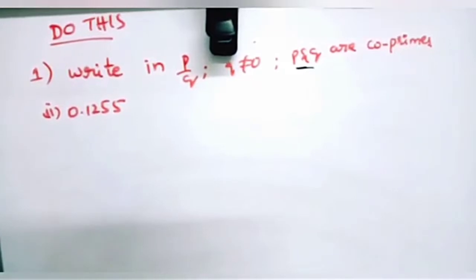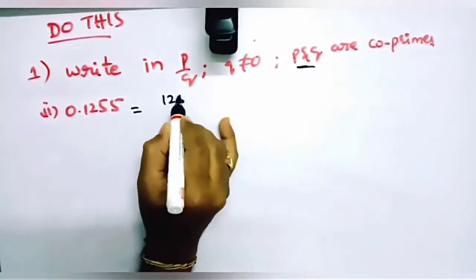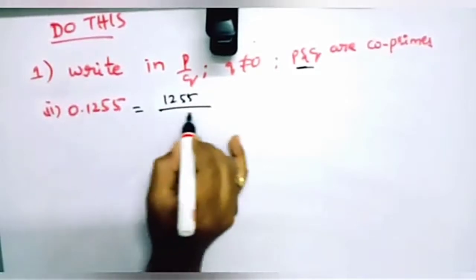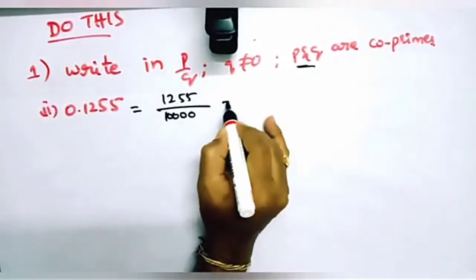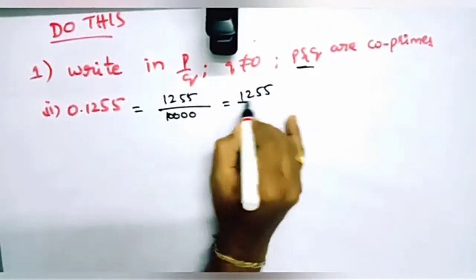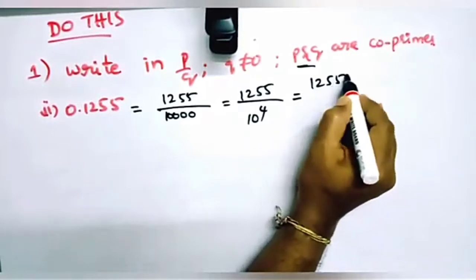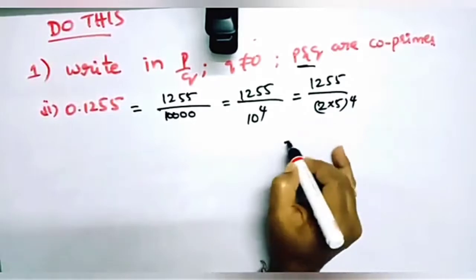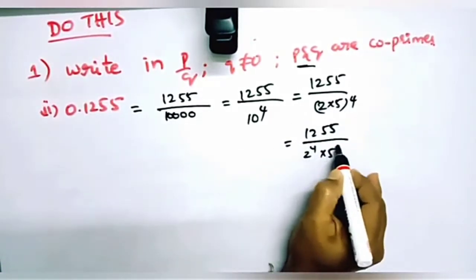Next one is 0.1255. So you should first write it in p by q form, that is 1255. Write the number as it is, by, after the decimal point we have 4 digits, so you should keep 4 zeros, that is 10,000. So now you will get 1255 by 10 to the power of 4. Now you should write it as 1255 by 2 into 5 whole to the power of 4. Then you can write 1255 by 2 power 4 into 5 to the power of 4.